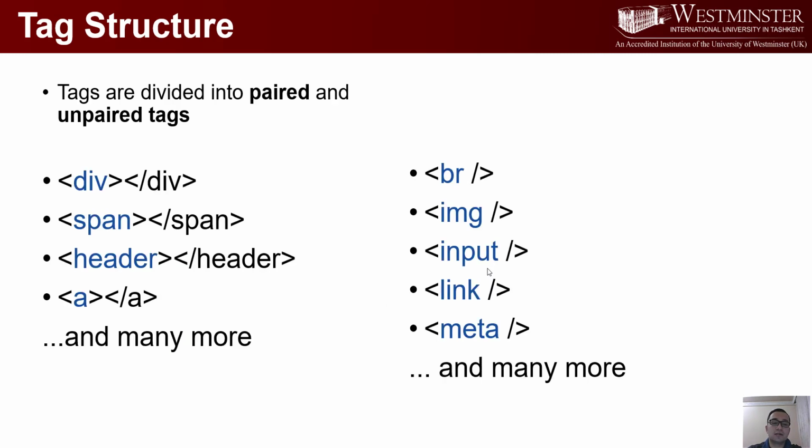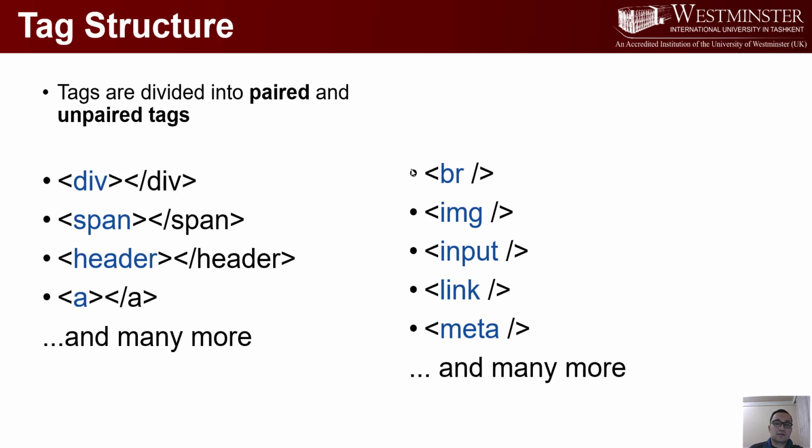Generally, tags are divided into paired and unpaired tags. How are they different? In the previous example, we have seen the a tag. The same can be said about div, span, and header. So in paired tags, we have opening and closing tags. Besides these tags, we have many more paired tags.